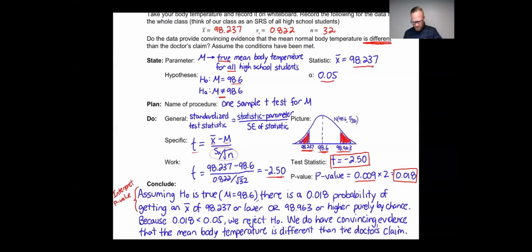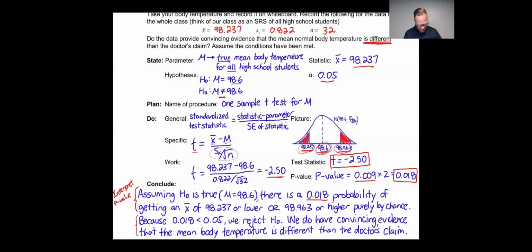So assuming the null is true, that the true mean is 98.6, there is a 0.018, there's your p-value, probability of getting an x bar of 98.237 or lower, or on the other side, 98.963 or higher, purely by chance.